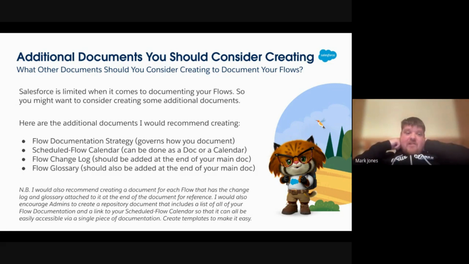One other document which I haven't added on this list, which I think is potentially a good idea as well, is just a singular document, which would just be a list of all of your flows, and then to hyperlink that to all of your documents that you create for your individual level documents for each flow. And that can also include a link to your schedule flow calendar if you go down that route. So that's additional documents I would consider creating.